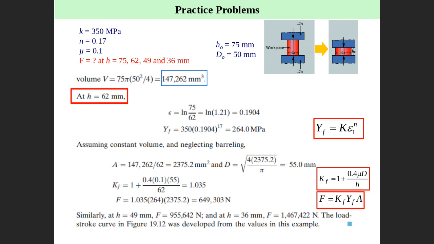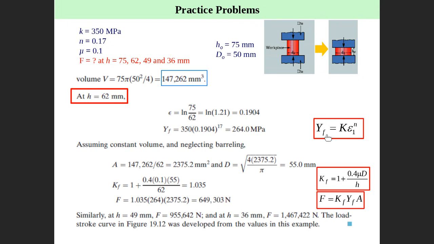Then area here equal to the volume divided by 62, which is the height, because area multiplied by height gives you the volume, then divided by 62, then you get the diameter. Then diameter can be obtained. Then we know the diameter, then we can apply here, we get KF. This is the first one.